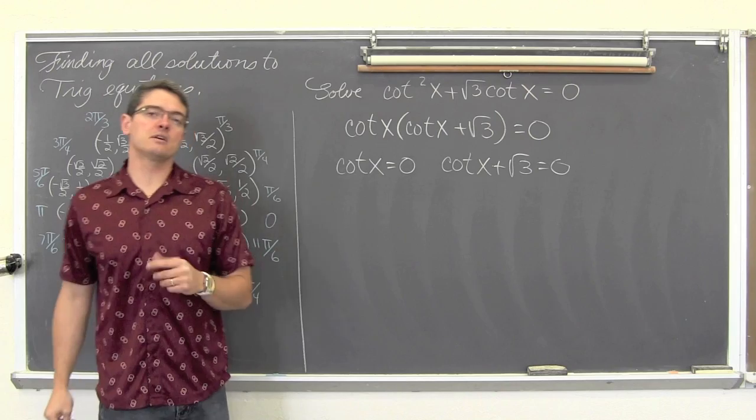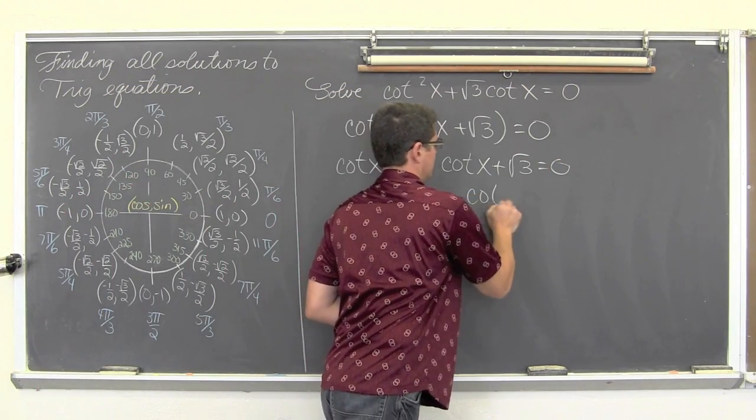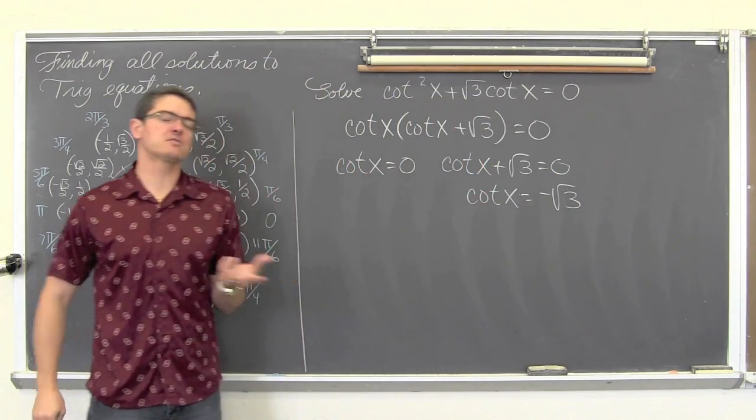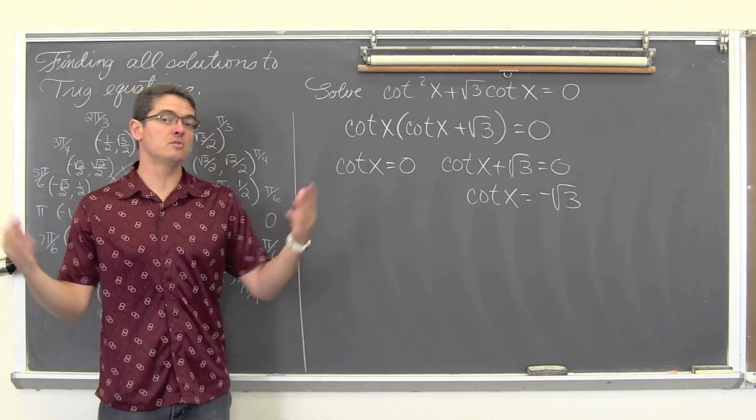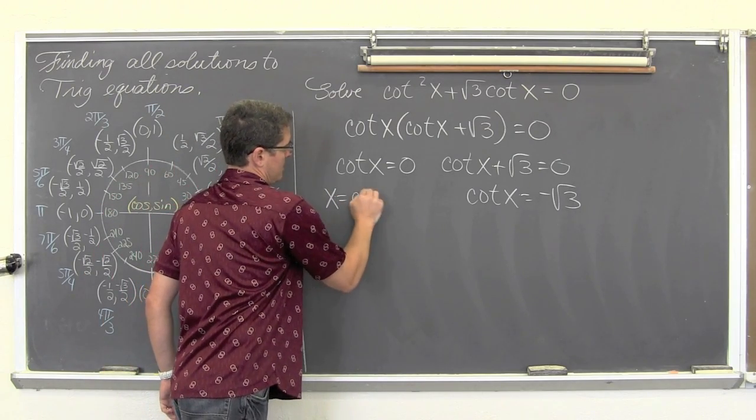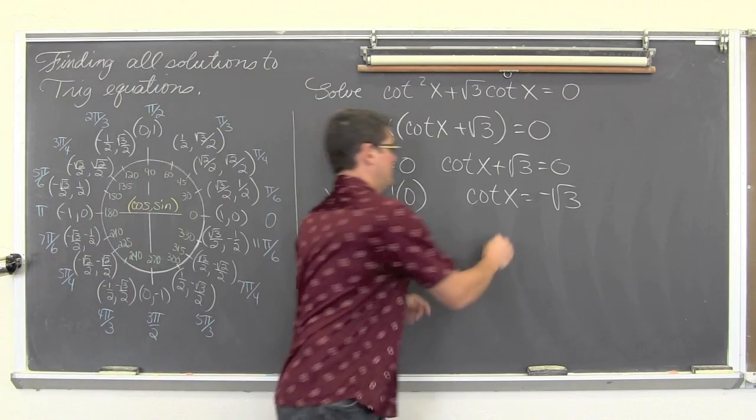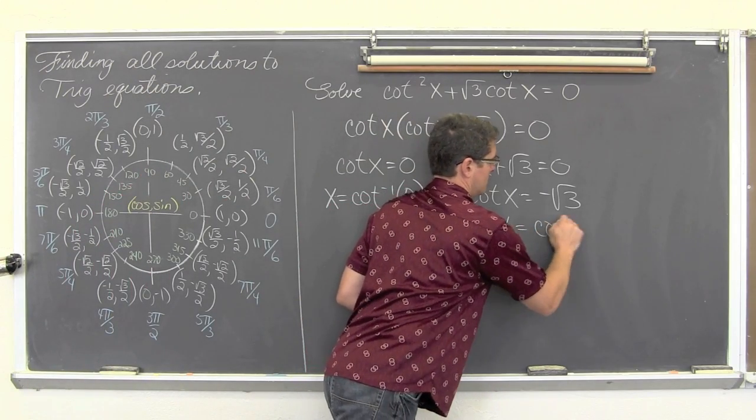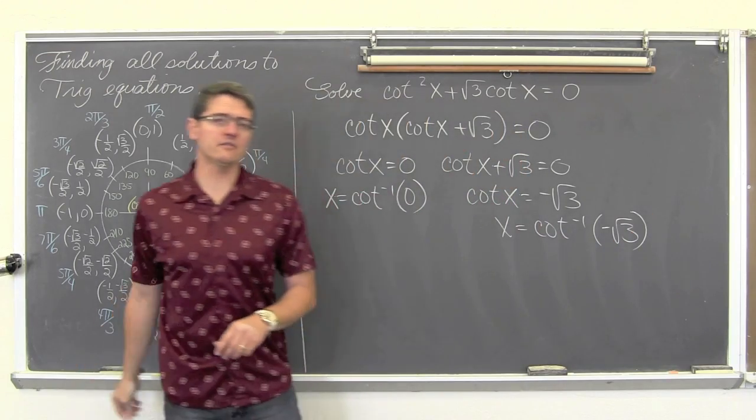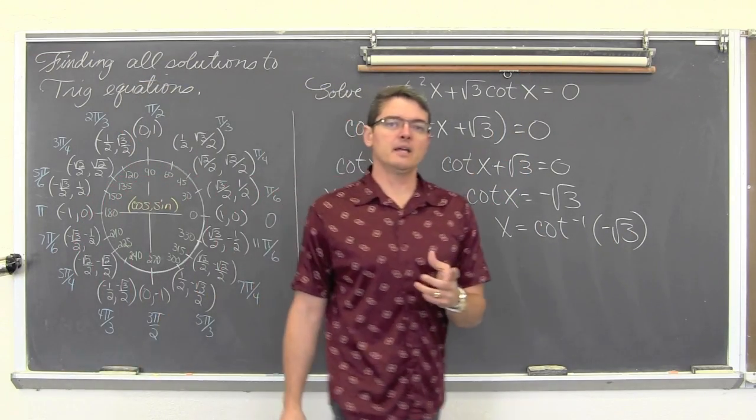Get the cotangent functions alone, so we're going to subtract both sides by square root of 3. And now we have to get the cotangent function away from the x's, and that's going to be using inverse cotangent. So x is equal to the inverse cotangent of 0, and the inverse cotangent of negative square root of 3.